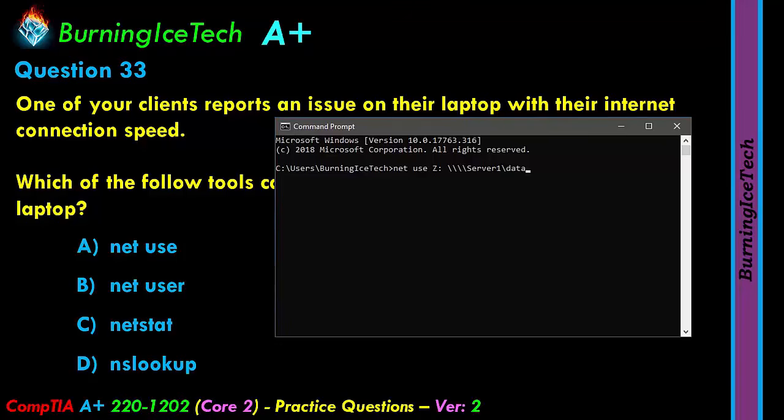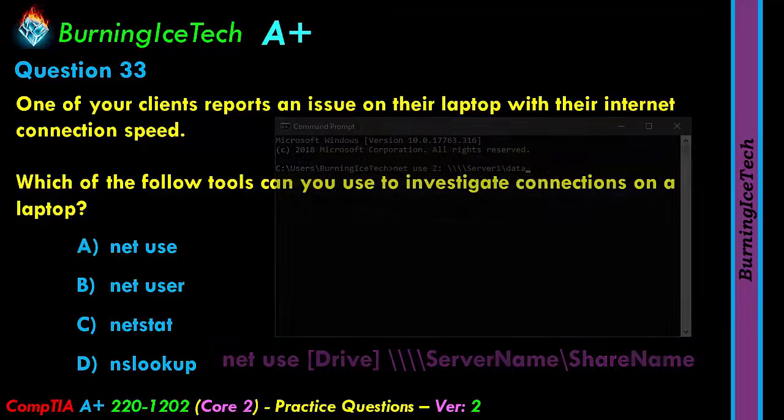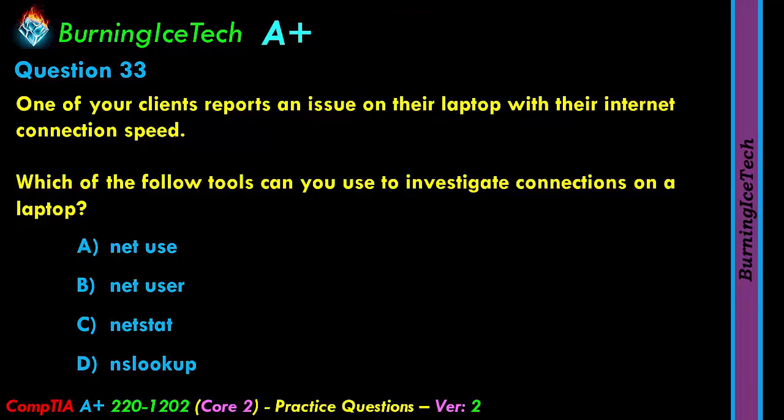So just to add on to that, let me add a command here at the bottom in pink for you guys. It's going to be net use, the drive letter that you want to allocate, the server name, assuming it's a server, or the PC's name, and then the folder's name or whatever they share this as. But as you can see, this command is not used to identify connections on a machine. It's used to map drives.